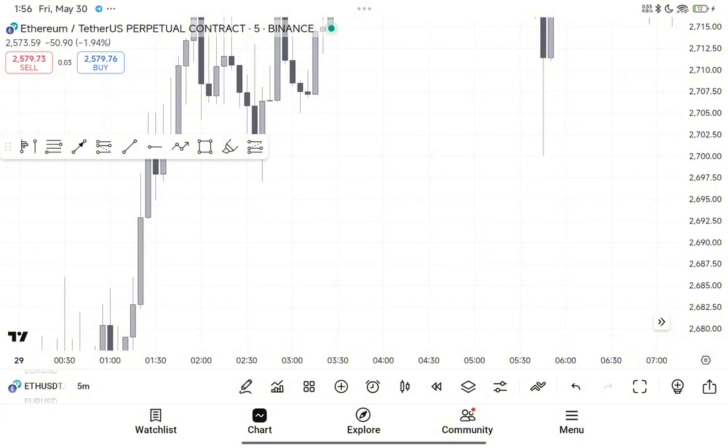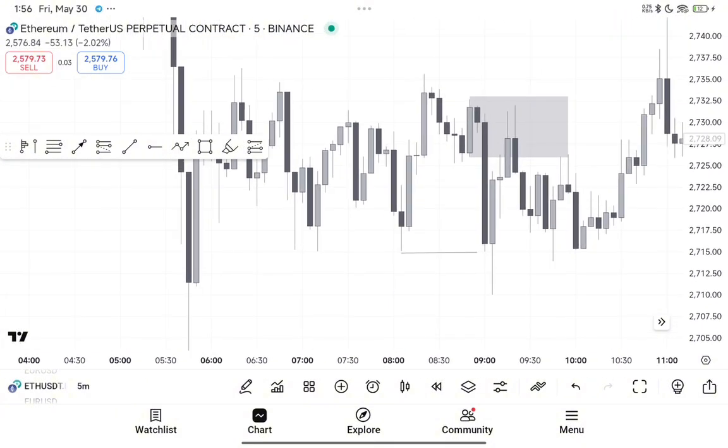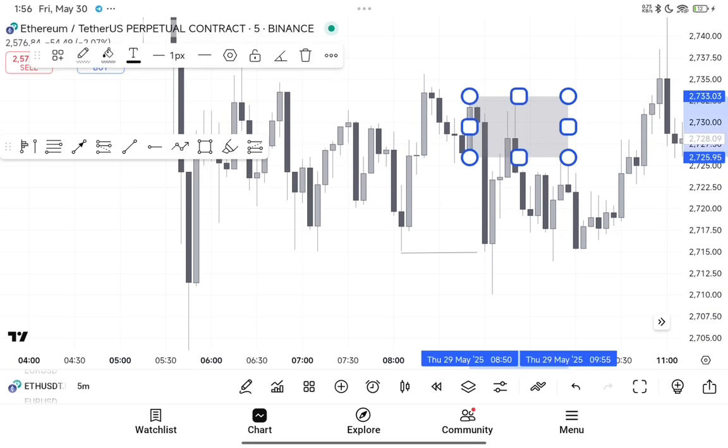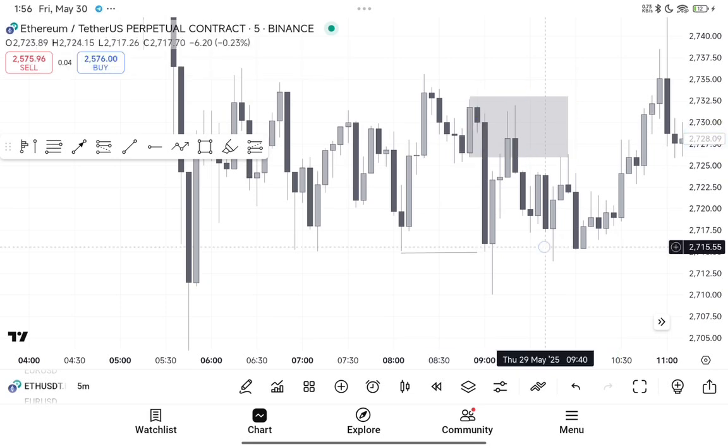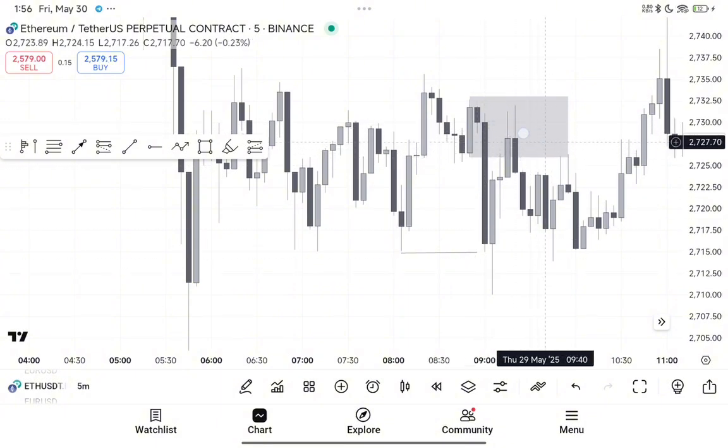And this is for the bearish order block. For the bearish order block, it is the last bullish candle. The last bullish candle, follow me, before the break of structure is the bearish order block.